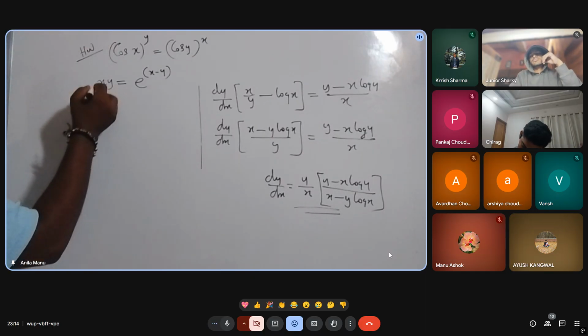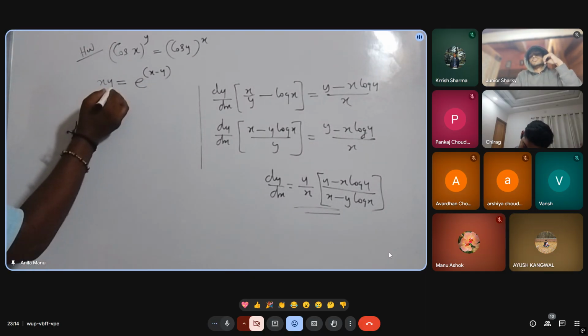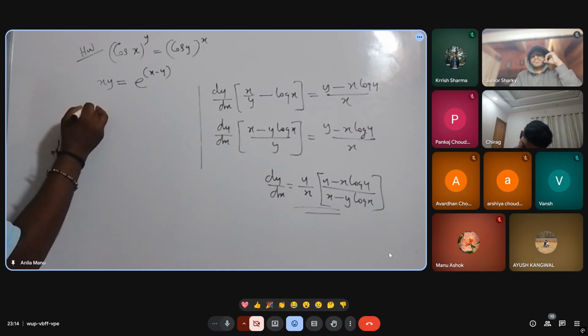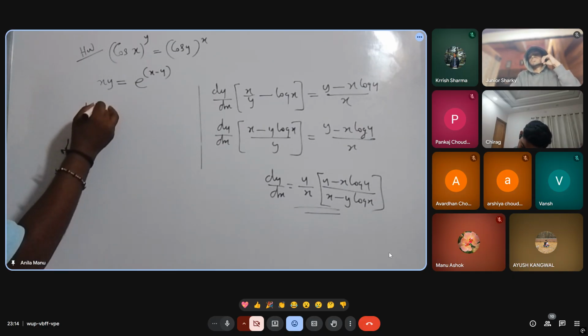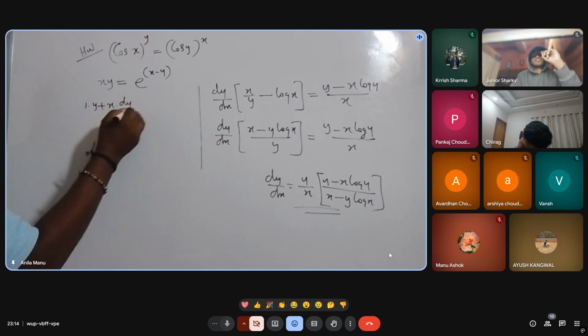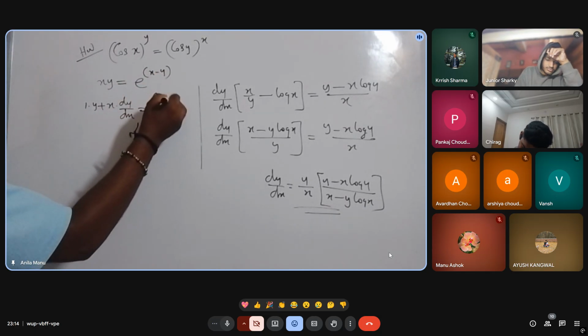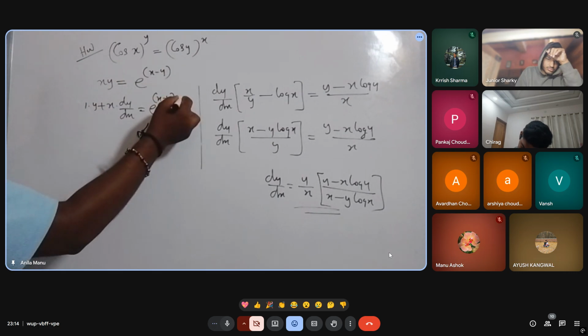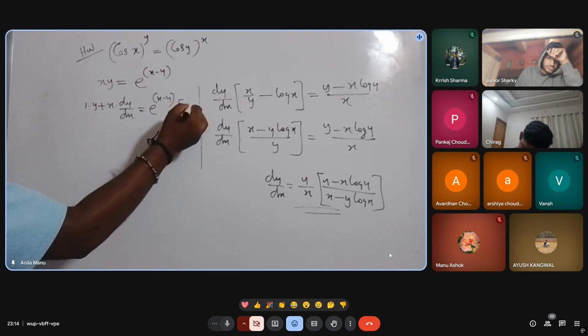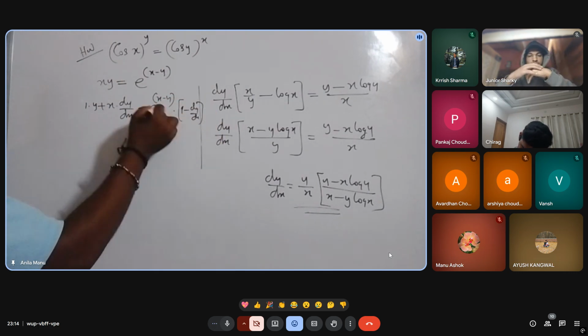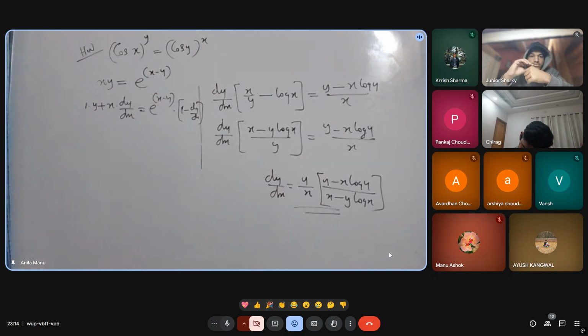If I differentiate both sides with respect to x, here you will get the product rule. Derivative of x is 1 into the second function y, plus x into dy by dx, that is equal to the derivative of e raised to x minus y, then into the difference rule, that is dx by dx, 1, minus dy by dx. Then you multiply this into this, then take dy by dx outside. More easily you can solve this question.